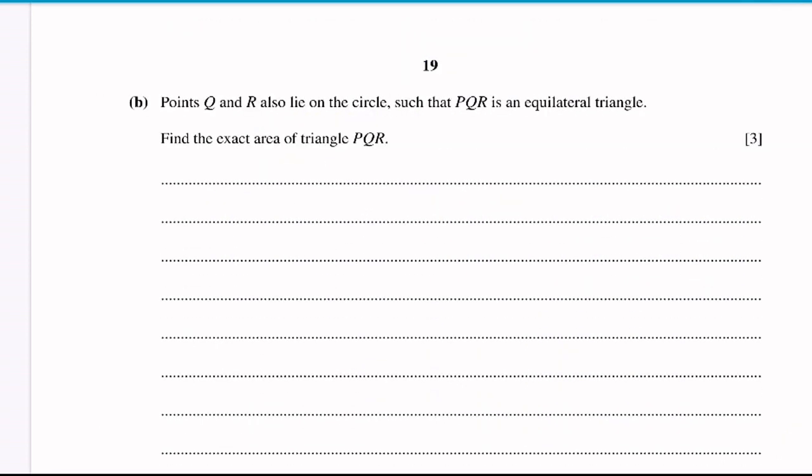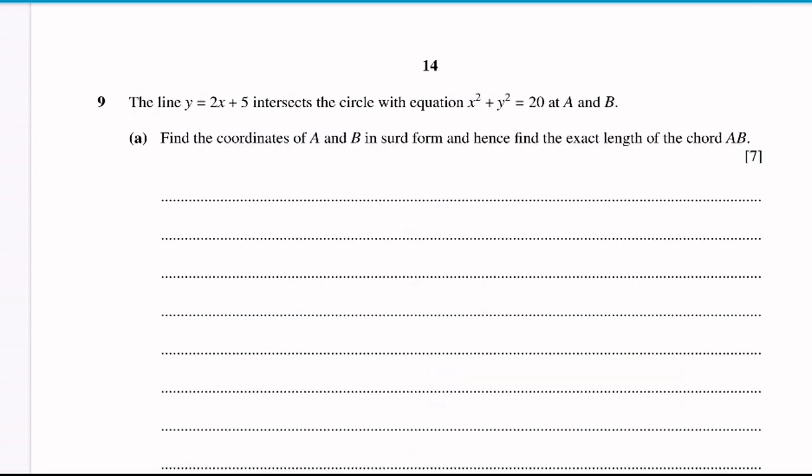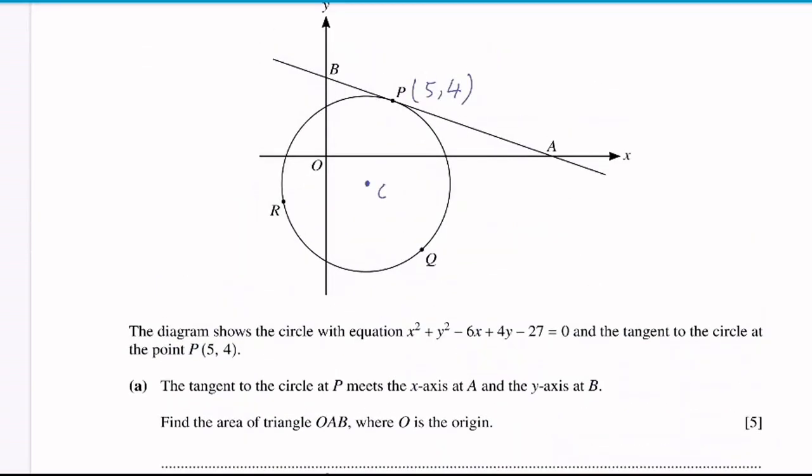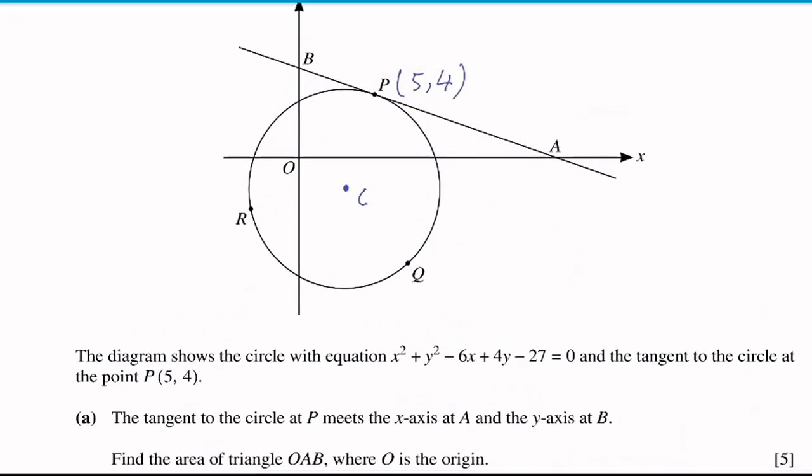Points Q and R also lie on the circle such that PQR is an equilateral triangle. Find the exact area of the triangle PQR. So why suddenly do we have this kind of thing here? Let's see. We have got the PQR, and we want to find the area of this PQR. What is happening is that PQR is an equilateral triangle, so this is an equilateral triangle.